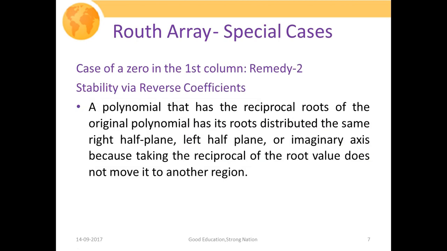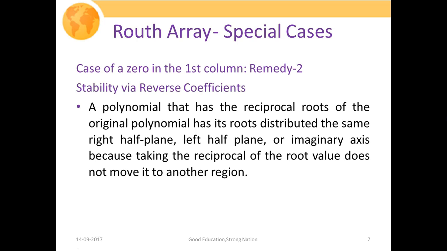So again, case of 0 in the first column, remedy 2, second method, analyzing stability via the reverse coefficient method. A polynomial that has the reciprocal roots of the original polynomial has its roots distributed in the same right half plane, left half plane or imaginary axis, because taking the reciprocal of the root value does not move it into another region. What we want to say at this point is, suppose the root of a polynomial is 2. If we take the reciprocal of 2, it becomes 1 by 2, which is equal to 0.5, which is the same positive value. Anyhow, it will not become any negative value.